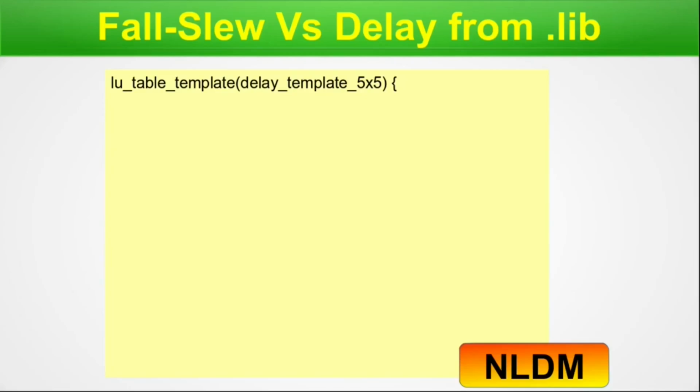Rise slew versus delay from the .lib. In this slide, we will describe the 2D lookup table, that is LUT, of rise slew versus delay from the .lib file. This will engrave the 2D LUT concept totally into your mind. Let me bring up the text. Again, I am highlighting that we are using the NLDM model here, and here the template begins, lu_table_template, delay template 5x5. So we have 5 rows and 5 columns.